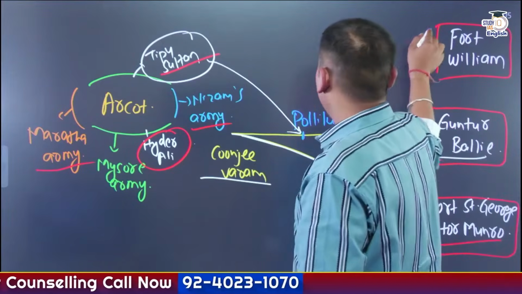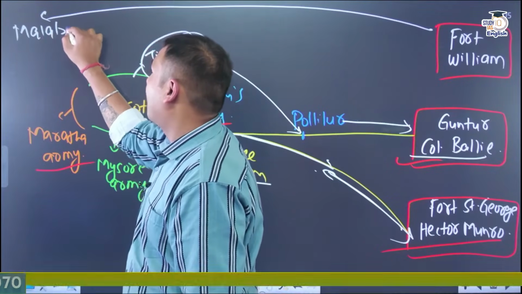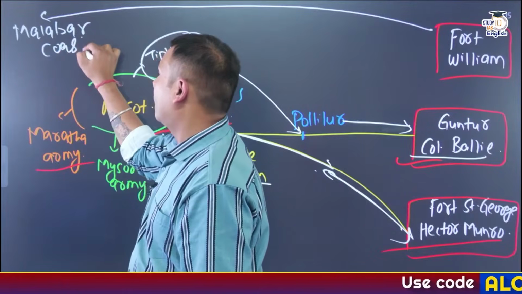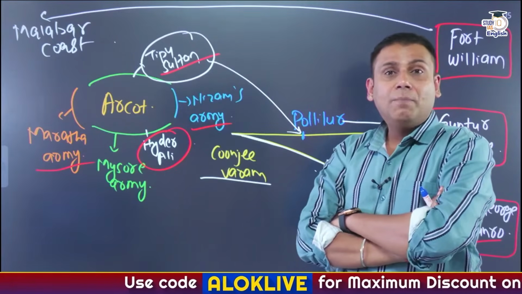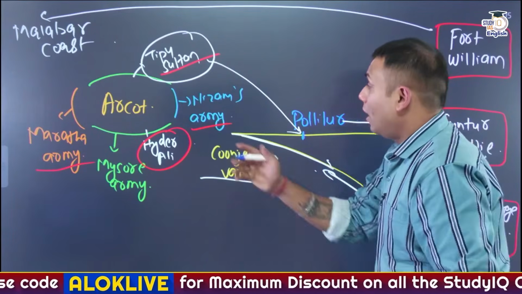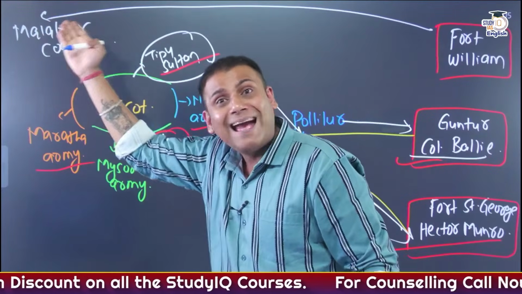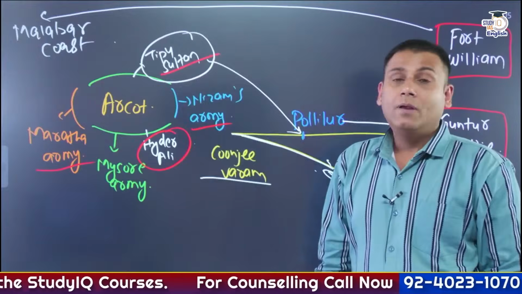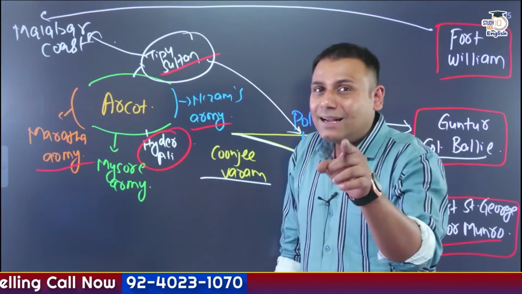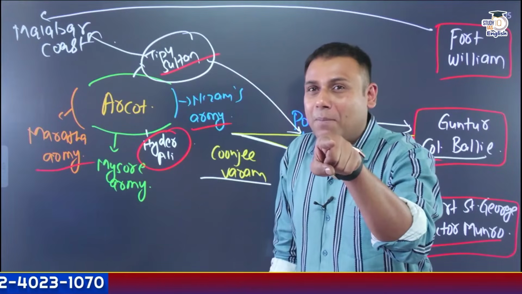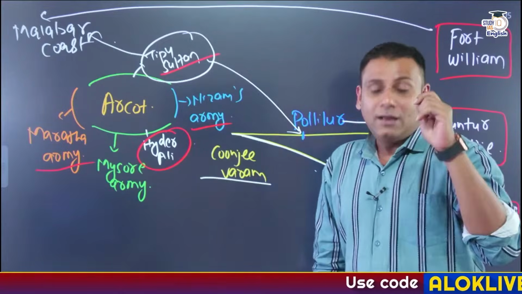English East India Company from the region of Fort William attacked the region of Malabar coast. When they attacked the Malabar coast, again Hyder Ali told Tipu Sultan, go and recover the ports of Mahe and Kannanur from them. Tipu Sultan moved towards the Malabar coast. At that time, this was a diplomatic game that was being played by whom? At that time, the Calcutta Council.